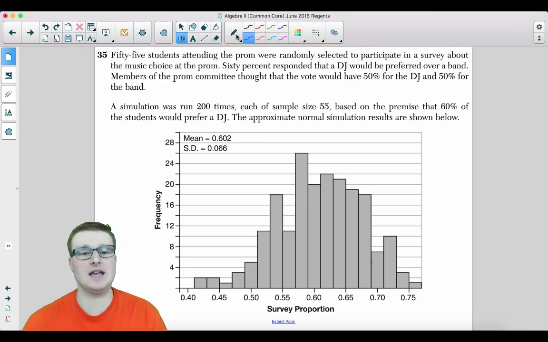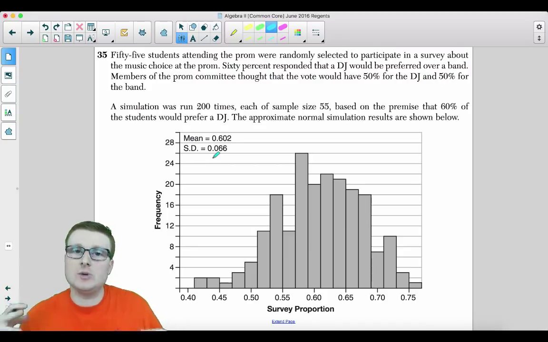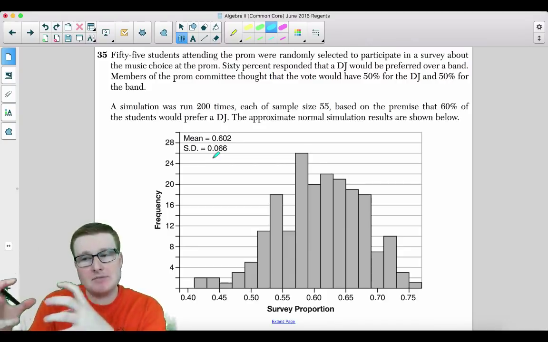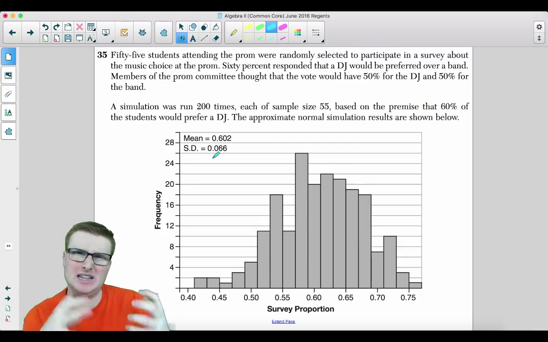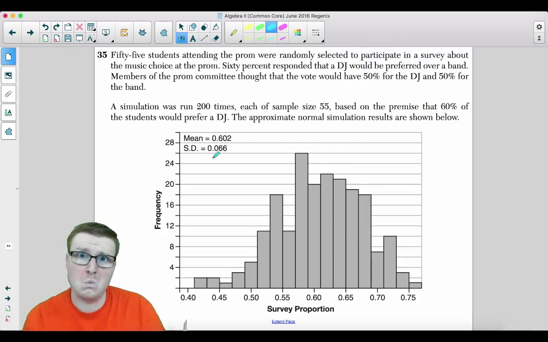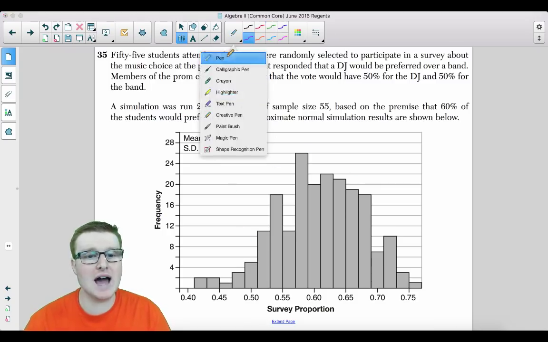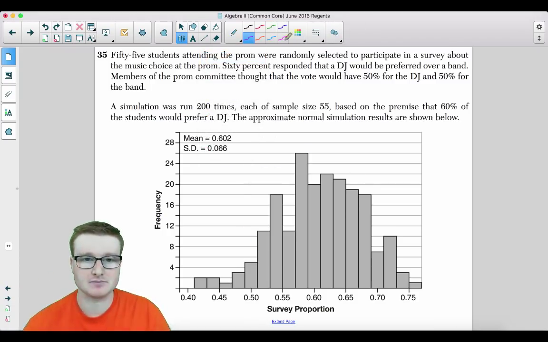So let's talk about this. And again, I said this in an earlier video, I don't know why they're doing this. What they're doing is taking a survey, and then they're comparing it to a simulation done in a computer. Don't know why, but whatever. So you've got to know what you're talking about here.